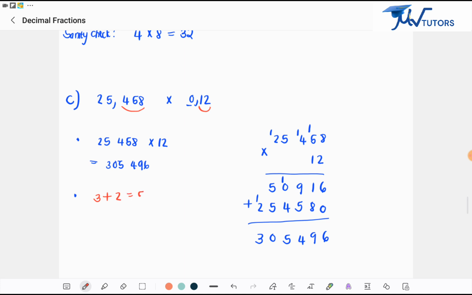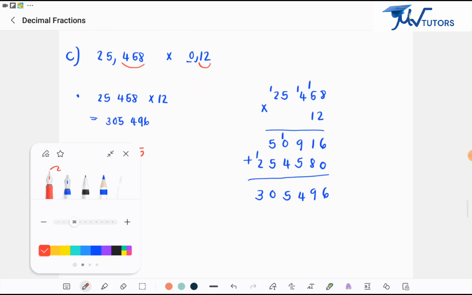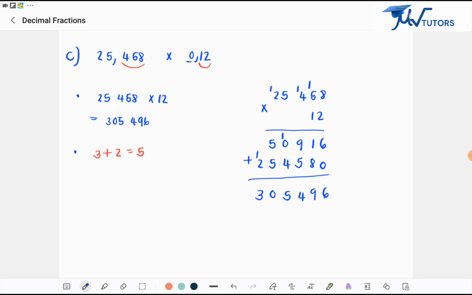So basically 5 is the answer of the places in total. So now let's take our final answer. So we know that 25,458 multiplied by 0,12 is basically equal to, we're going to confirm now what it's equal to. Remember, we're assuming that our comma is there at the end. We're going to move 5 places to the left. So 1, 2, 3, 4, 5.